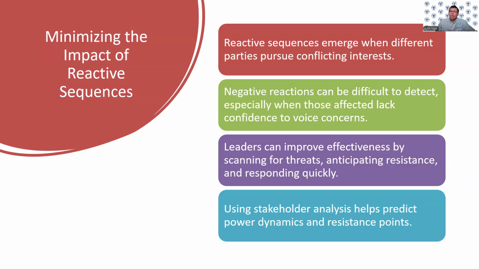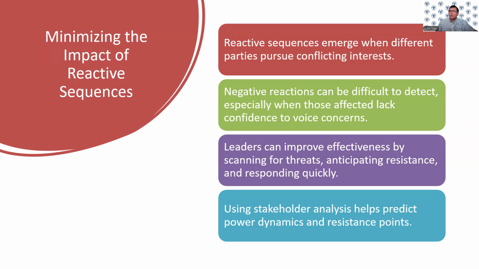So let's take a look at minimizing the impact of these reactive sequences. Change is difficult. Change is not smooth. Reactive sequences emerge when different parties pursue conflicting interests, leading to delays, leading to resistance, or even failure. So you need to understand the reactive sequences.